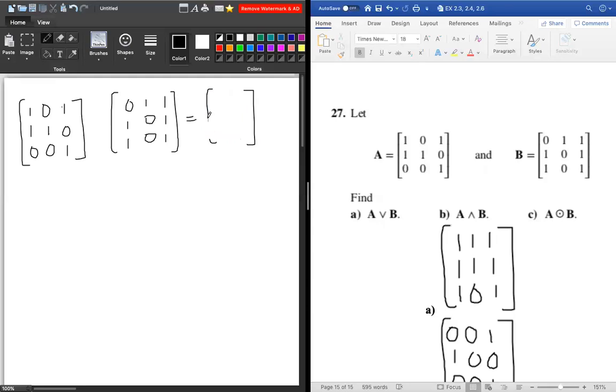Okay, so this is a dot product. Here we have this 1, 1, 1, 1, 1, 0, and then 1, 1, 1. We take the dot product of these two matrices.